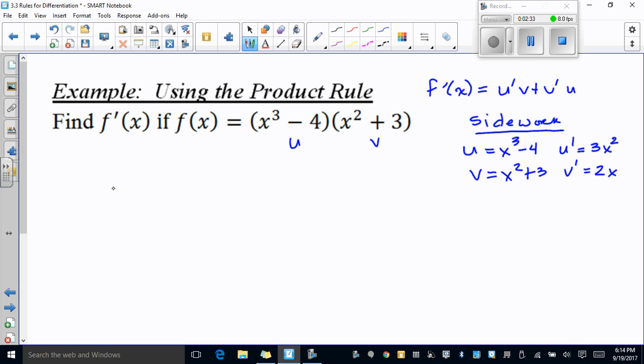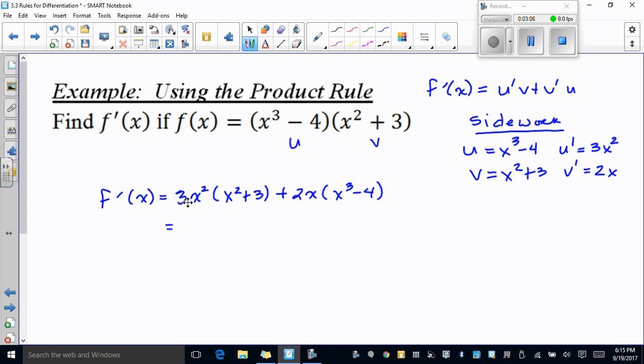So f prime of x equals u prime, which is 3x squared, times v, which is x squared plus 3, plus v prime, which is 2x, times u, x cubed minus 4. Now, you may not leave this like this. So we can do a little cleanup now.